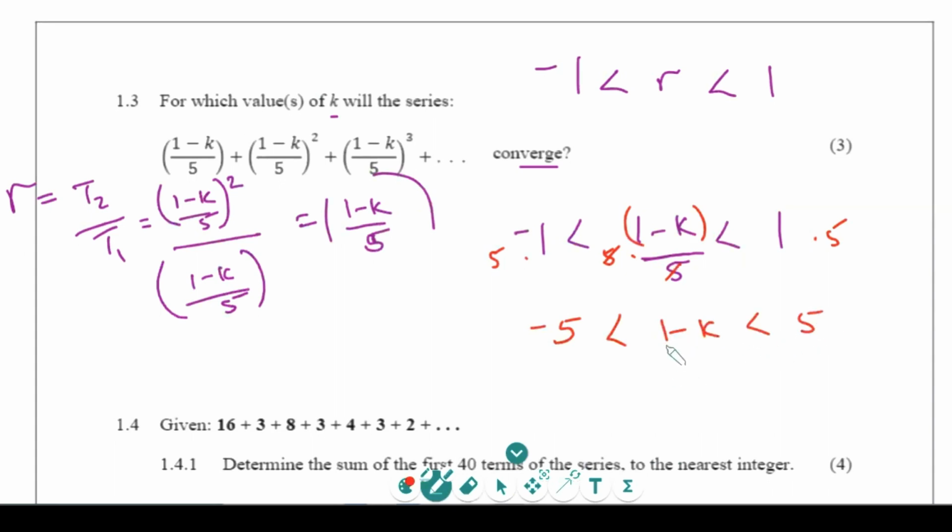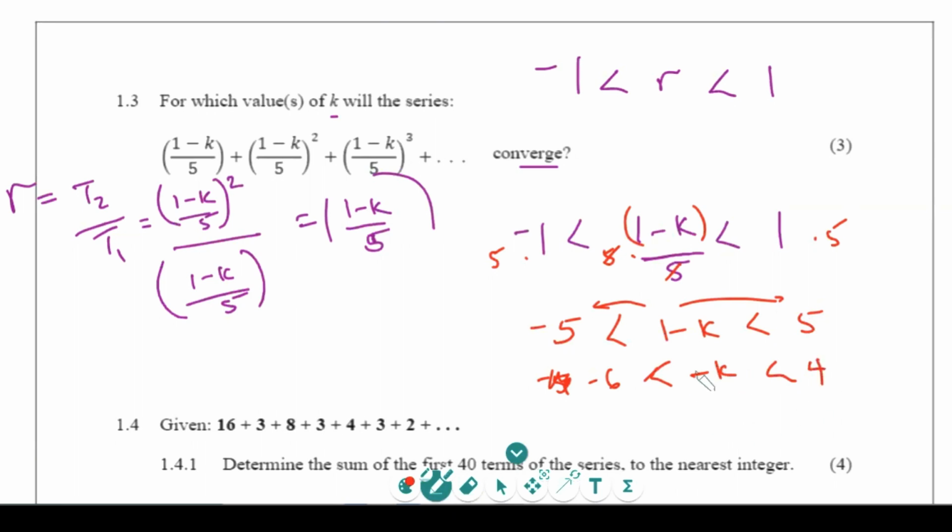And then I have to move the 1 also, transpose it to that side and that side. So since this one is positive, the sign in front of it is positive, then I'm gonna subtract. So -5 minus 1 on this side is going to give me -6 is less than, I'll be left with a -k. And then if I have 5, I subtract a 1, I'll have a 4.